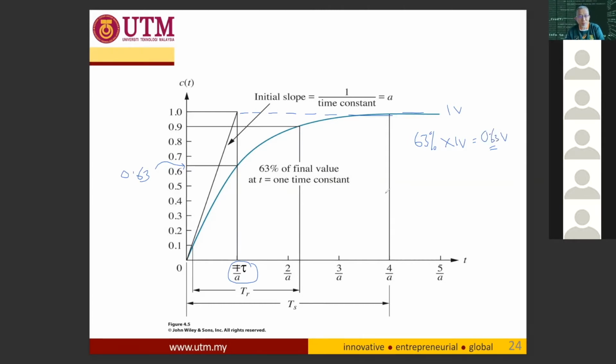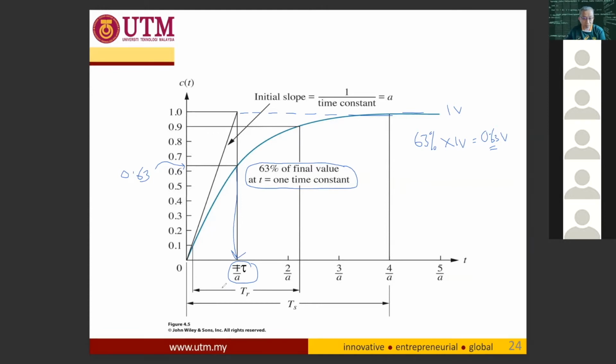Okay, 0.63. So remember, time constant is the time where 63% of the steady state output occurred. From the graph, the steady state output is 1 volt. So 63% multiplied by 1 volt is 63 divided by 100 multiplied by 1, so 0.63. And the corresponding time is tau.